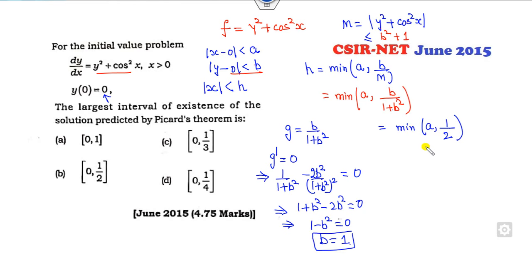So what does it mean? What is the minimum of this? Less than or equal to half. So h is less than or equal to half. If I substitute here, the upper value will be half. So that means the upper value will be half. This 1 by 4 is outside. Upper value is half. Largest interval is this.